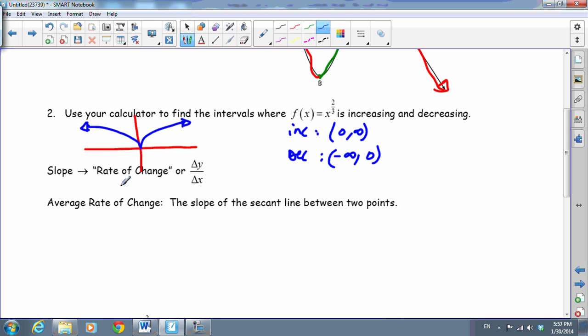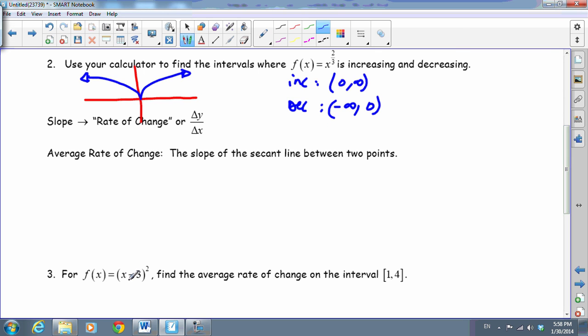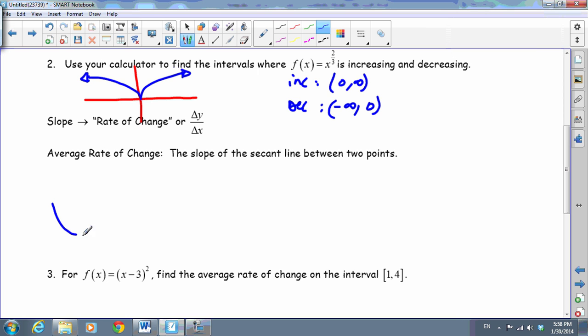You already know that the slope is the rate of change, and it's the change of y over change of x. Most people will say delta y over delta x. The average rate of change. To find the average rate of change, let's say for instance I have a function looking like this. The average rate of change from this point to this point is actually as if I have a line here.